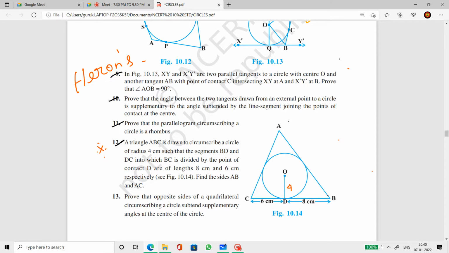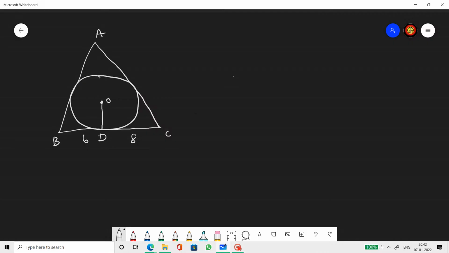The segment BD is 8 centimeter and CD is 6 centimeter. They want us to find the length of AB and AC. So I'm going to take the diagram to the board and show you how to solve this one. So here is the diagram. They want us to find the length of AB and AC.